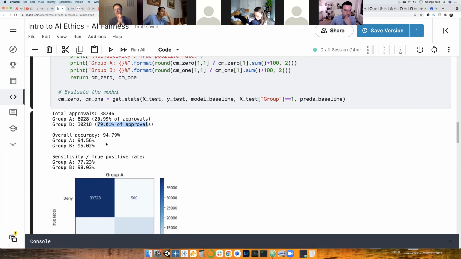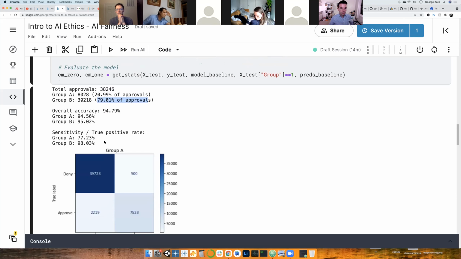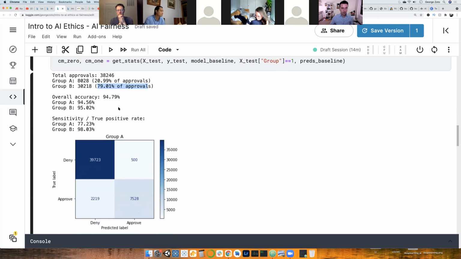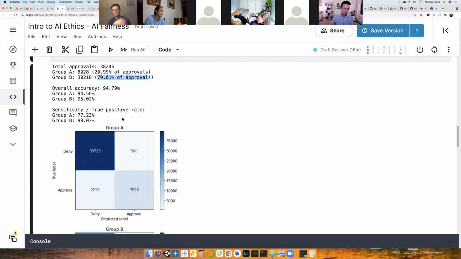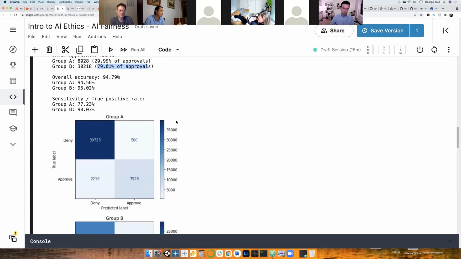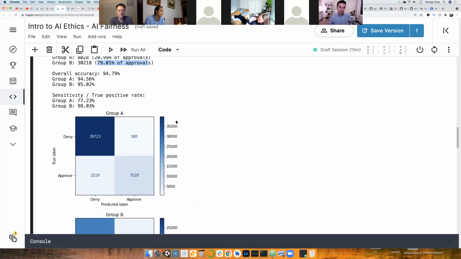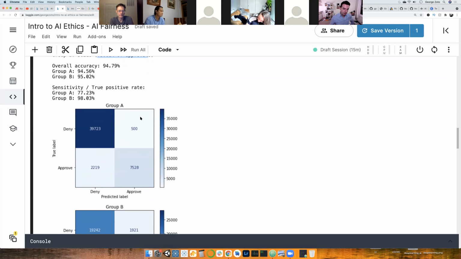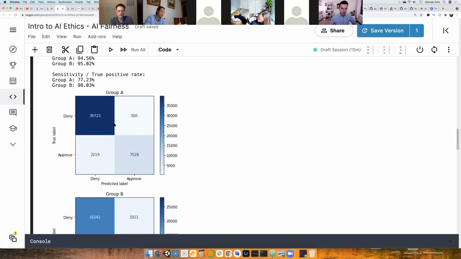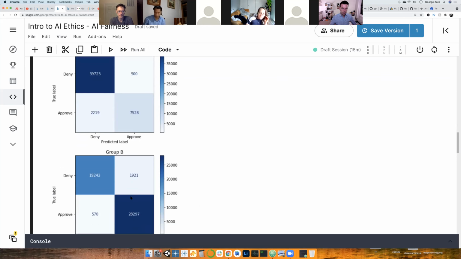approvals for different groups. If we look at overall accuracy, the true positives and true negatives, that's 94%, which is pretty good. And then when we break it down by group, it's more or less the same, 95-94%. So I think we're doing well here. And then when we look at the true positive rate, group A has about 77% accuracy, and group B has 98% accuracy. So definitely there's room for improvement there. And this is a confusion matrix for group A. And this is a confusion matrix for group B.